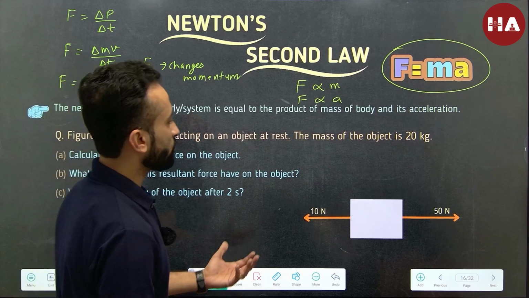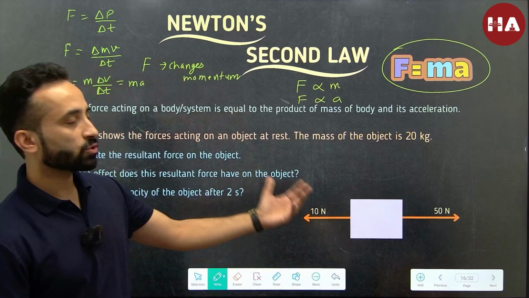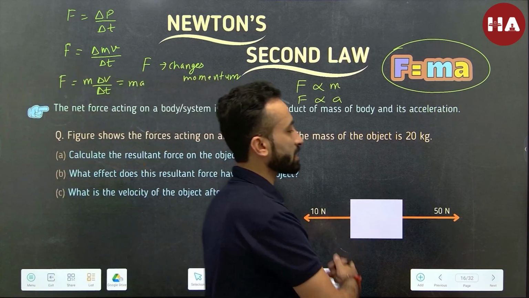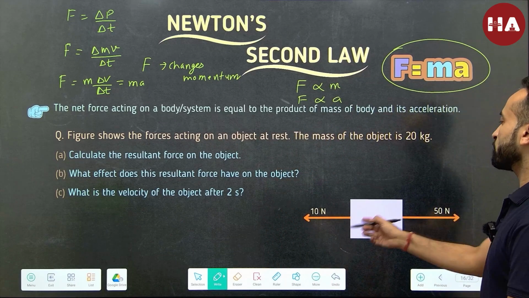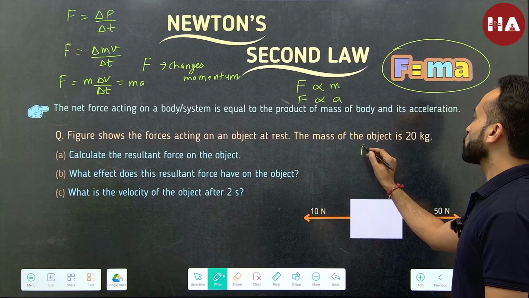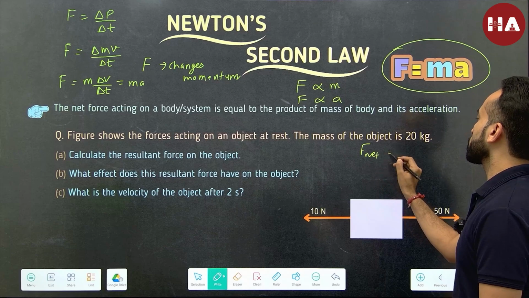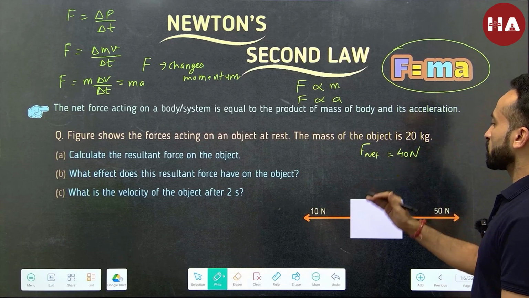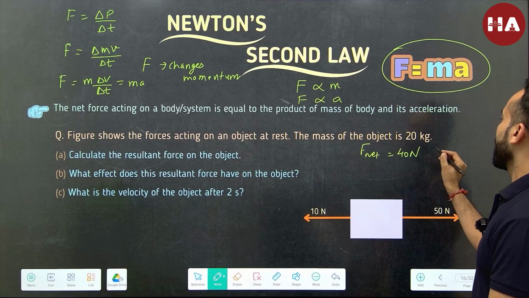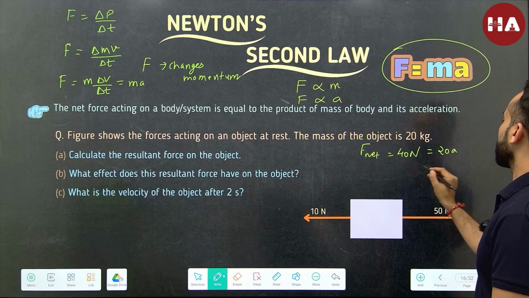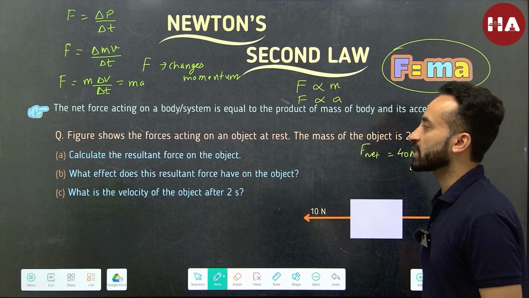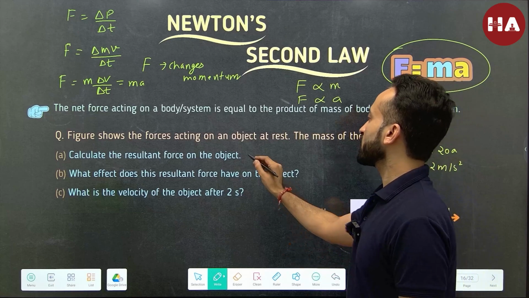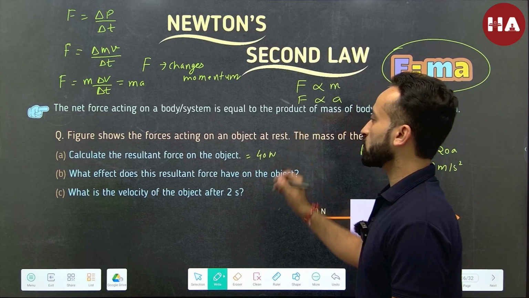Alright, so what is this question all about? There is a 20 kilogram block and it is subjected to an unbalanced force, as you can clearly see. This is 50 and this is 10. So just to give you an idea, the net force is going to be 40 Newton, 50 minus 10, and that should be equal to mass times acceleration, giving us an acceleration of 2 meter per second square. So calculate the resultant force. You understand that now, 40 Newton.